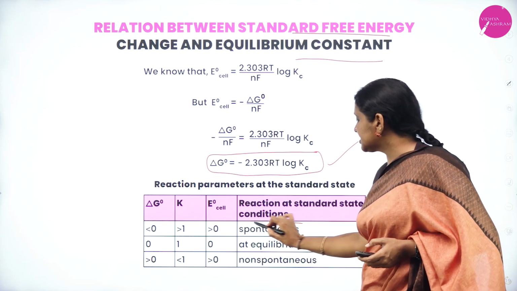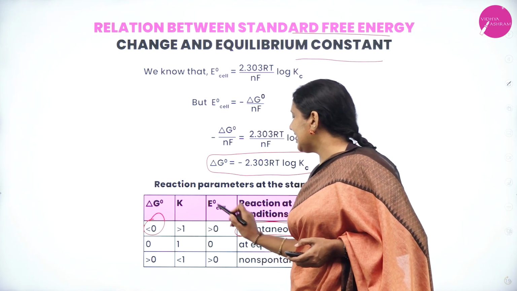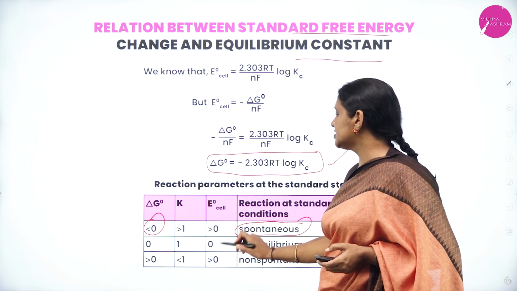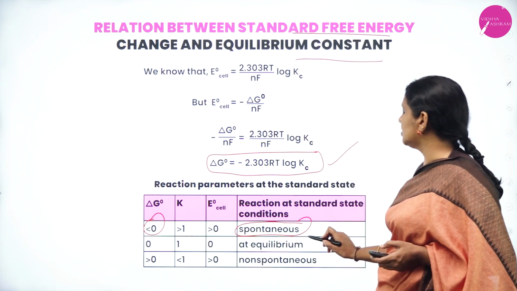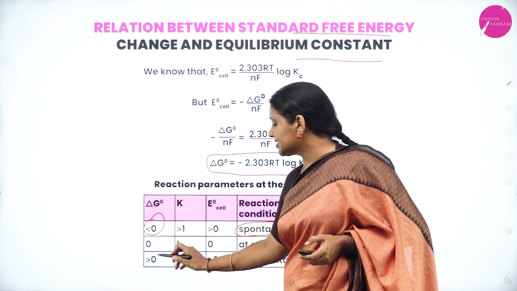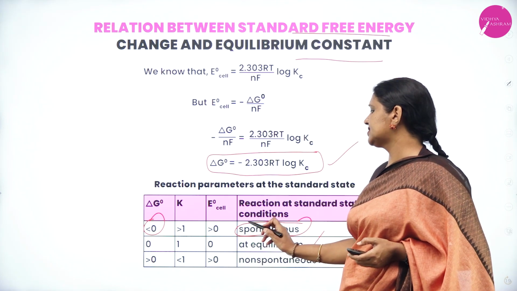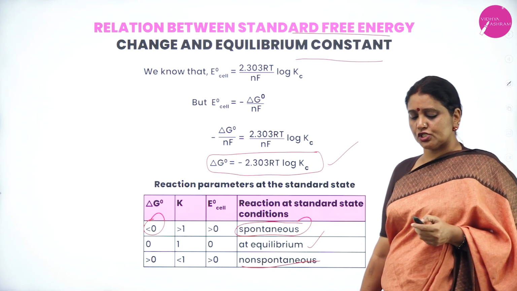When the reaction is spontaneous, delta G naught is less than 0, that is negative, and K and E naught are positive, K greater than 1 and E naught greater than 0. When delta G naught is 0 and K is 1, E naught cell is 0, it is at equilibrium. When delta G naught is greater than 0, that is positive, K is less than 1 and E naught is less than 0. So it is non-spontaneous.